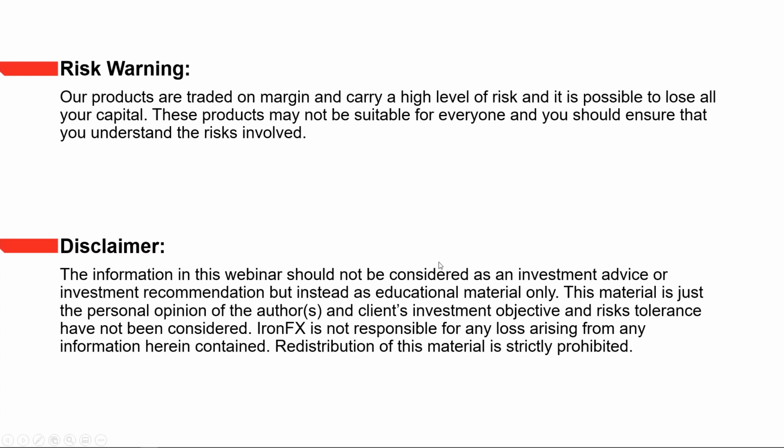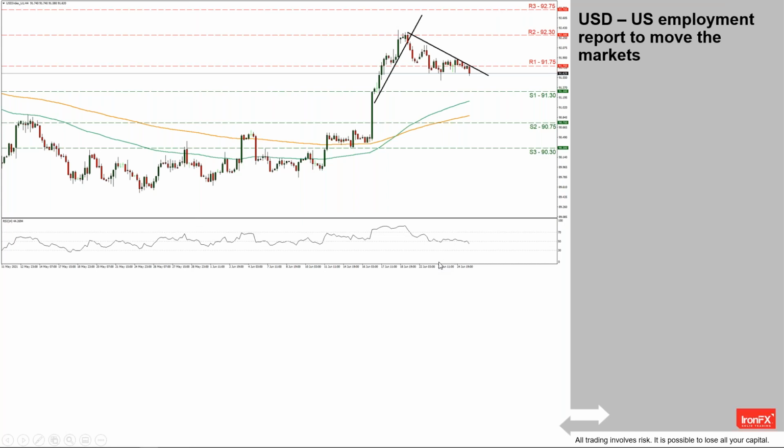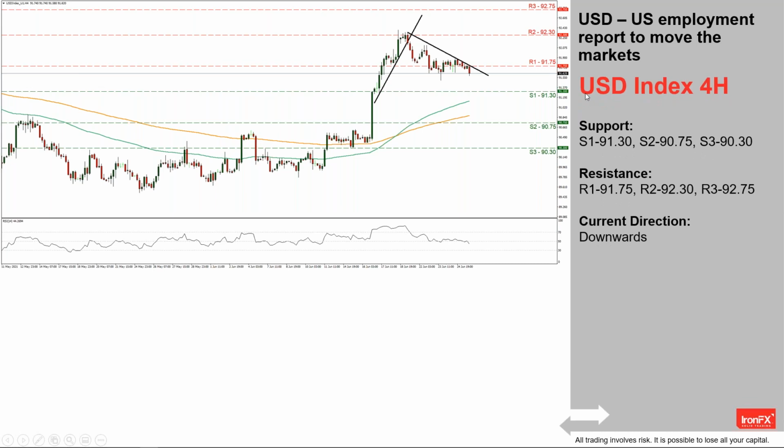Moving now to the US dollar. What we're seeing here is the USD Index for our chart. Note how practically the index has started to drop once again after a brief pause around midweek. We tend to maintain a bearish outlook for the index.